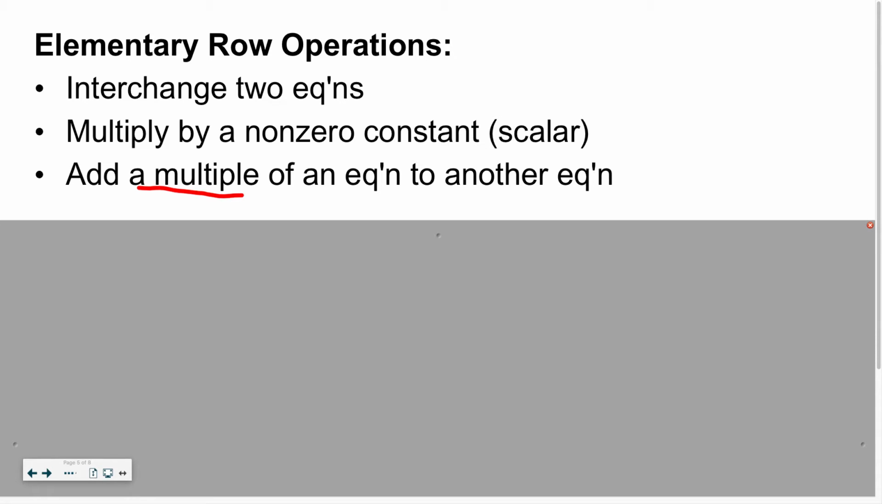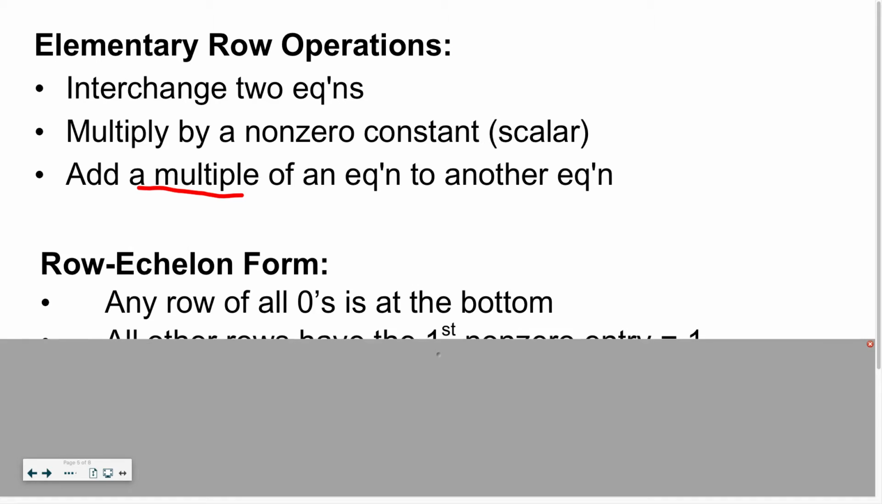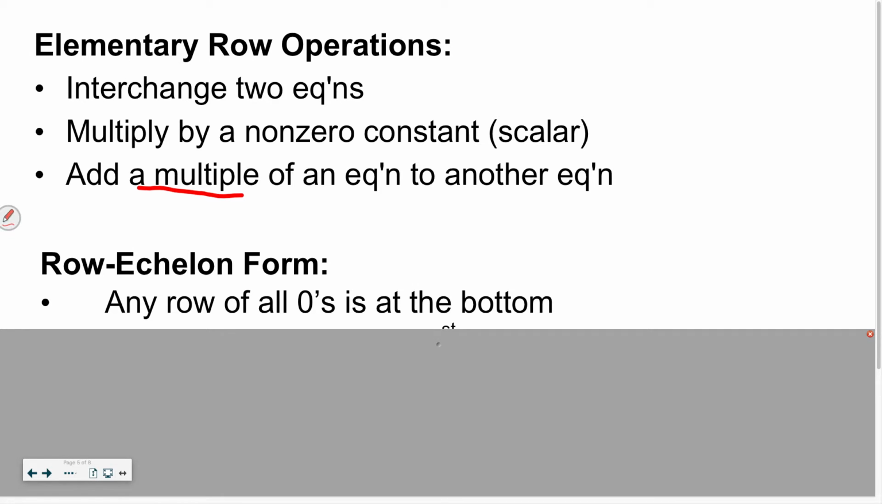Okay, now you're going to be using row operations to get things in something we call row echelon form. And we can abbreviate row echelon form REF. Row echelon form.